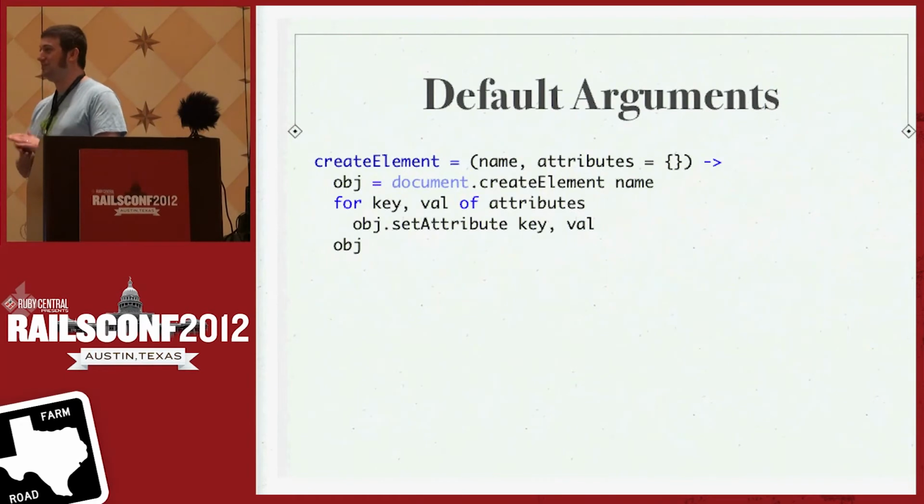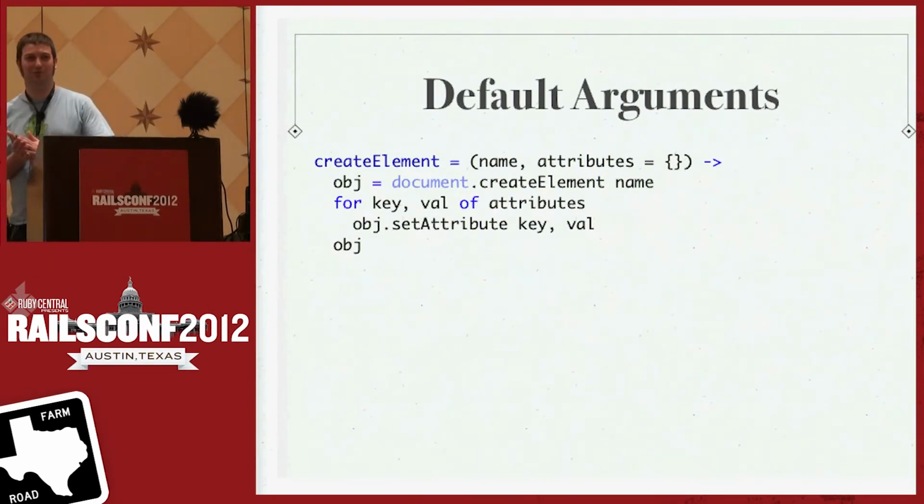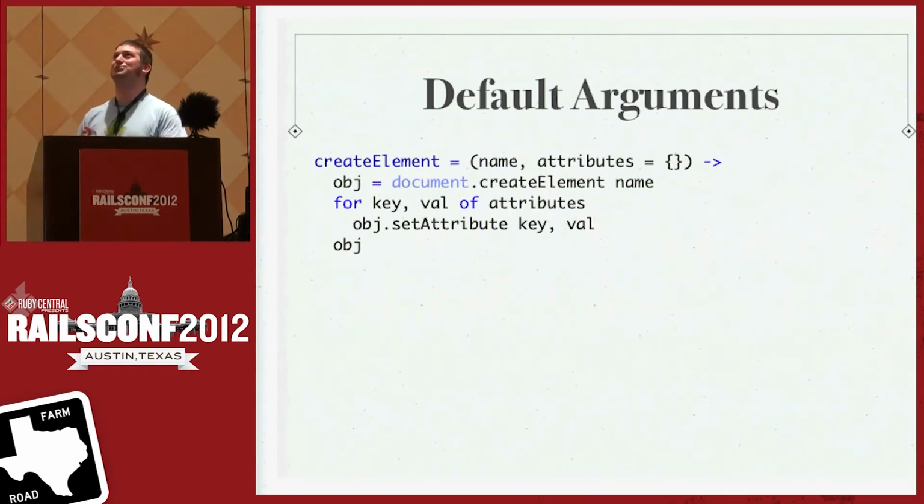Default arguments, right? We love default arguments in Ruby. Everybody uses them. Rails uses them all over the place. We can now use them in CoffeeScript. So here I've got a create element function, takes a name and an optional list of attributes, and it's going to be set to an empty hash.